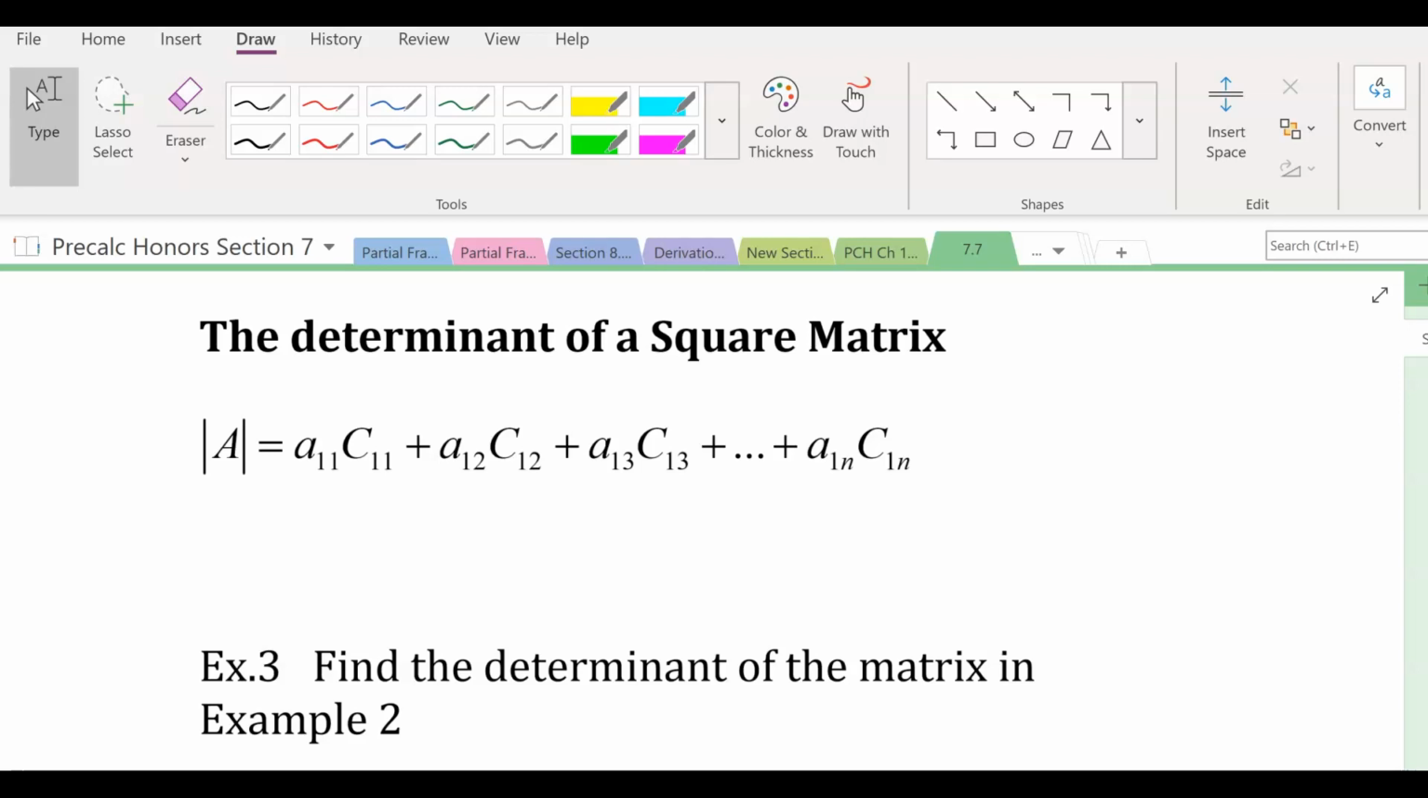So the determinant of matrix A is going to be equal to the element in the matrix times its corresponding cofactor, plus the next element in the row, so first row, second column, times its cofactor, and so on until you've multiplied each element in the row times its corresponding cofactor, and then you just add it all up. So it sounds a little bit confusing, but we'll go through an example. It won't be too bad.